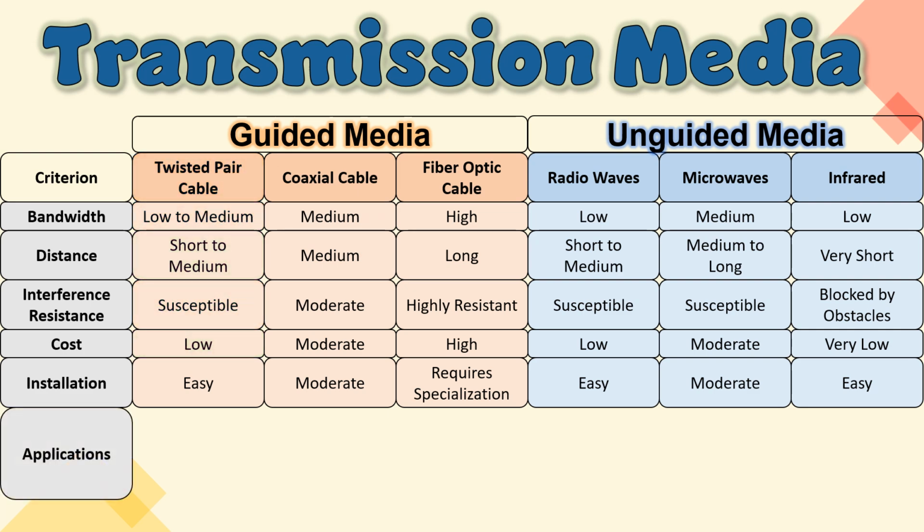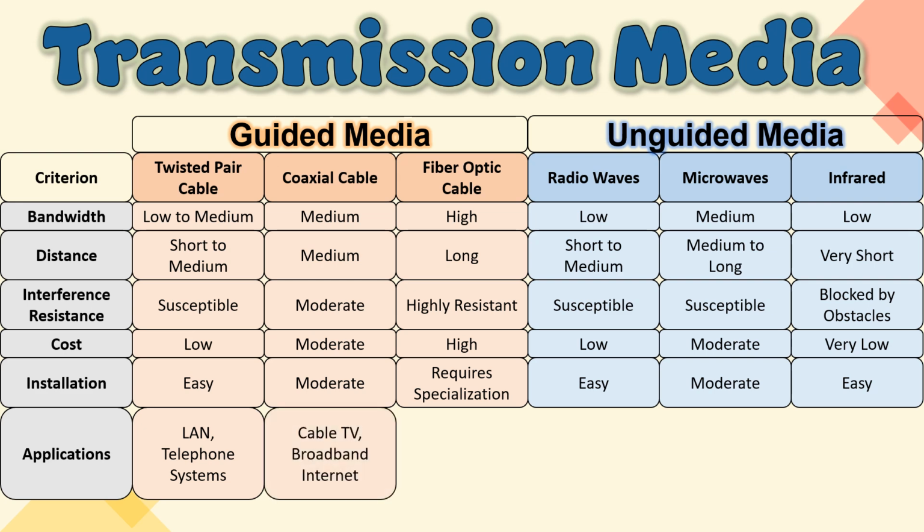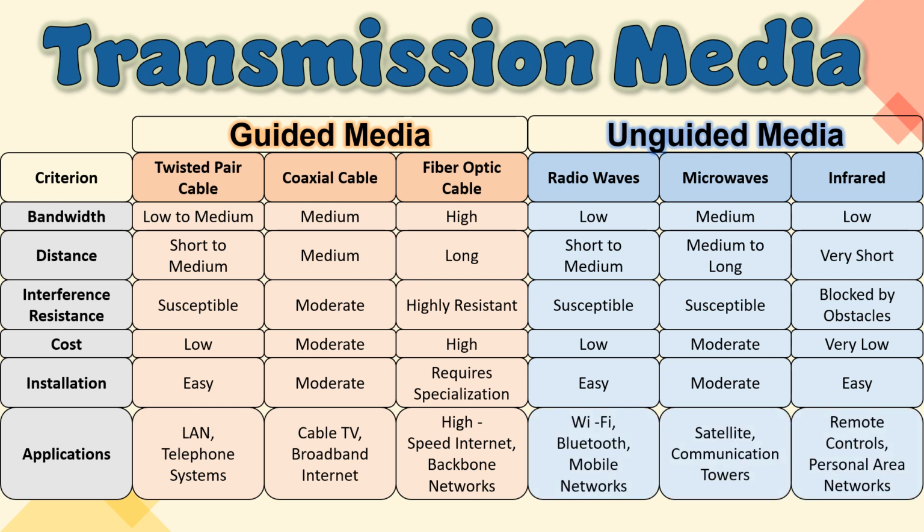Different transmission media are used in various networking scenarios. Twisted pair cables are common in office LANs and telephone systems. Coaxial cables are often used for cable TV and broadband internet. Fiber optics are preferred for high-speed, long-distance communication, like internet backbone networks. Wireless media, like radio waves and satellites, power mobile networks, GPS, and remote communication.